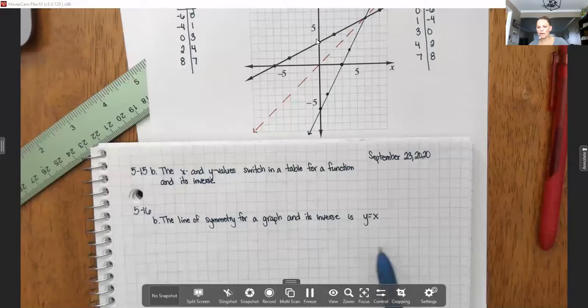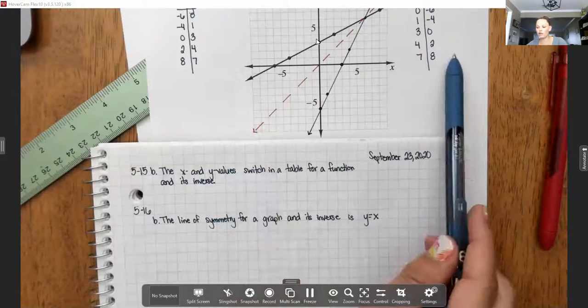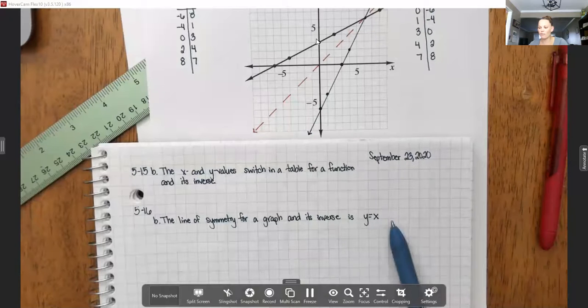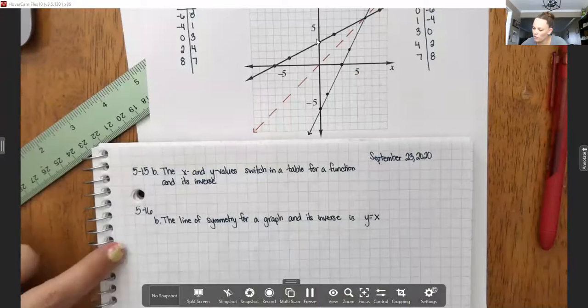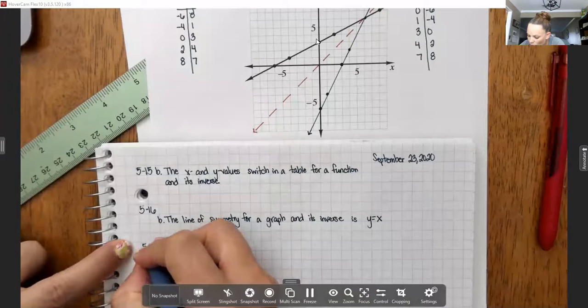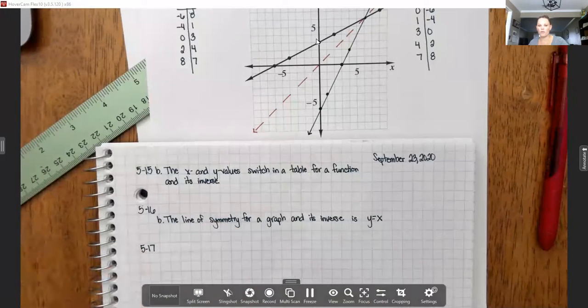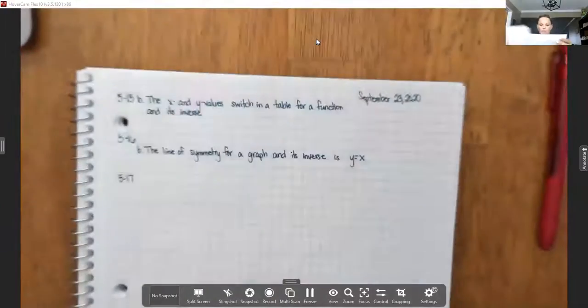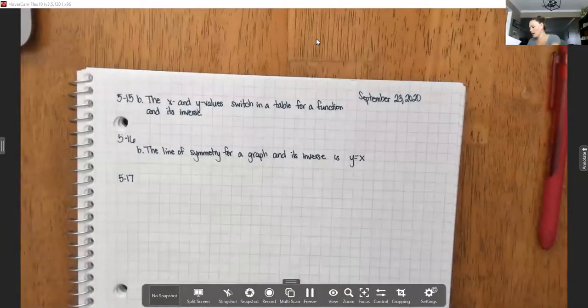And hopefully that makes sense because we were just switching our x and y values. So if y equals x, we just flip them over that line so that we can switch them. All right, so we're done with those resource pages. We'll go to the next one.